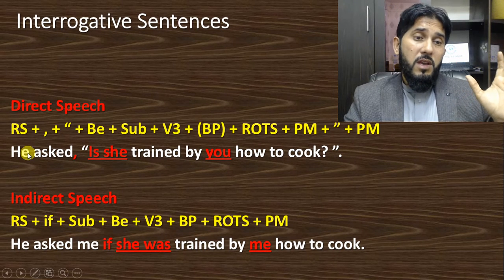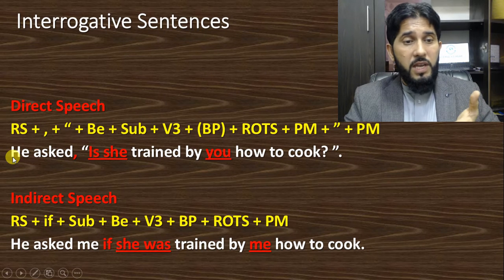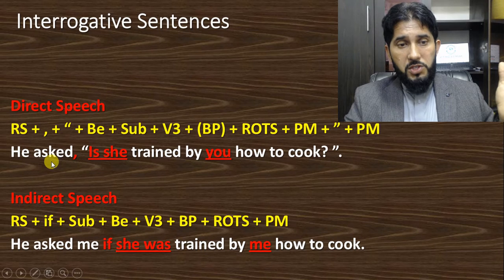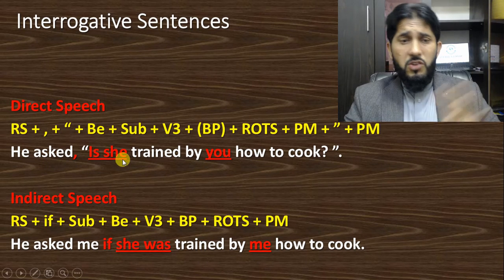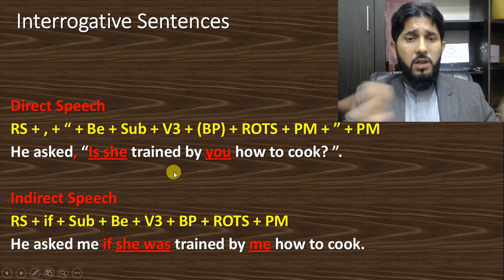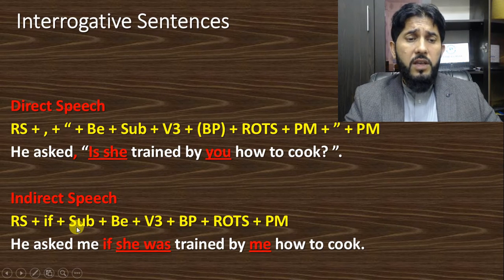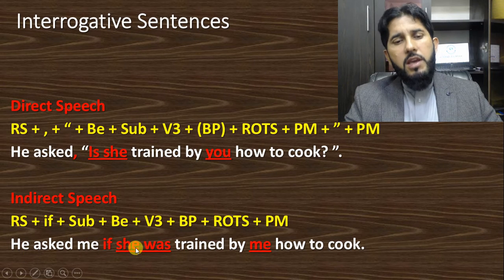Why? Because that is for your sentence from the very beginning, which starts with the subject, and from the beginning your sentence is not a question. But inside your sentence, there is a question inside quotation marks. So it's direct speech. And when you change it to indirect speech, instead of a comma, you use the conjunction if. So he asked me if she was trained by me how to cook.